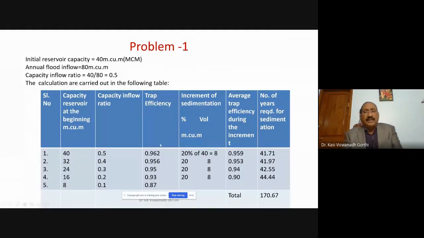Now, what we are trying to look at is 20% intervals, maybe from 100 to 80%. That means when you are coming from 40 million cubic meters to 32 million cubic meters, the trap efficiency is changing with the capacity inflow ratio from 0.5 to 0.4, meaning 0.962 to 0.956. So the average trap efficiency during this period will be 0.962 plus 0.956 by 2.